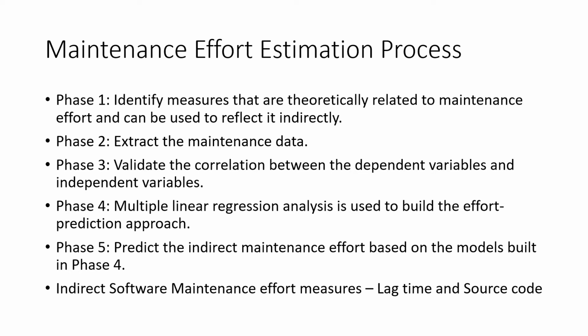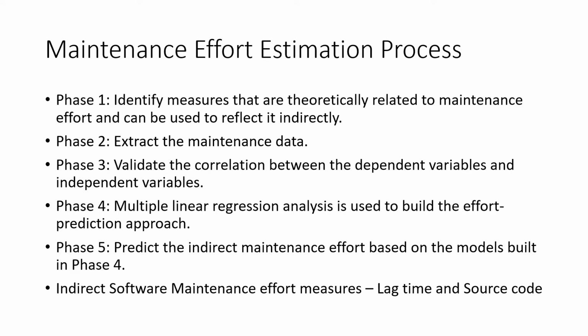Coming to the maintenance effort estimation process, we have 5 phases. In phase 1, we identify the measures which can indirectly represent the maintenance effort. With this, we can construct an indirect model for maintenance effort, and we'll use it to predict the indirect effort of open source systems. Coming to phase 2, the extracted data includes the indirect maintenance effort identified and validated in the previous phase, and the data of other related measures as well to predict the indirect maintenance effort.